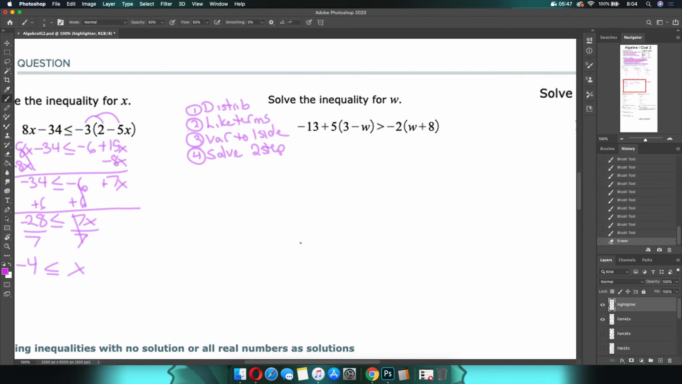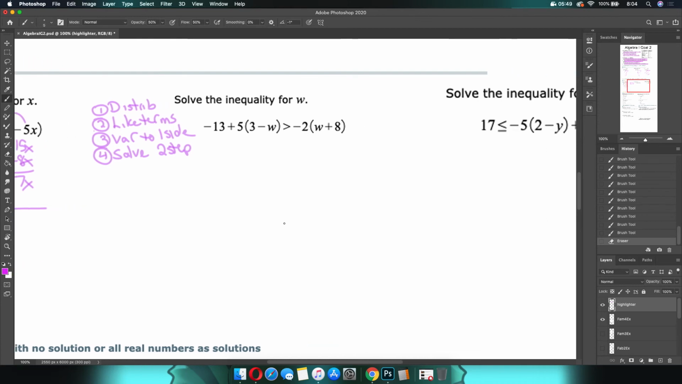So first thing we're going to do is the distribution. And we can see that we have it in two places. So what are we left with? Negative 13 plus 15 minus 5w greater than negative 2w minus 16. Next, are there like terms? Why, yes, there are. So let's take care of those.